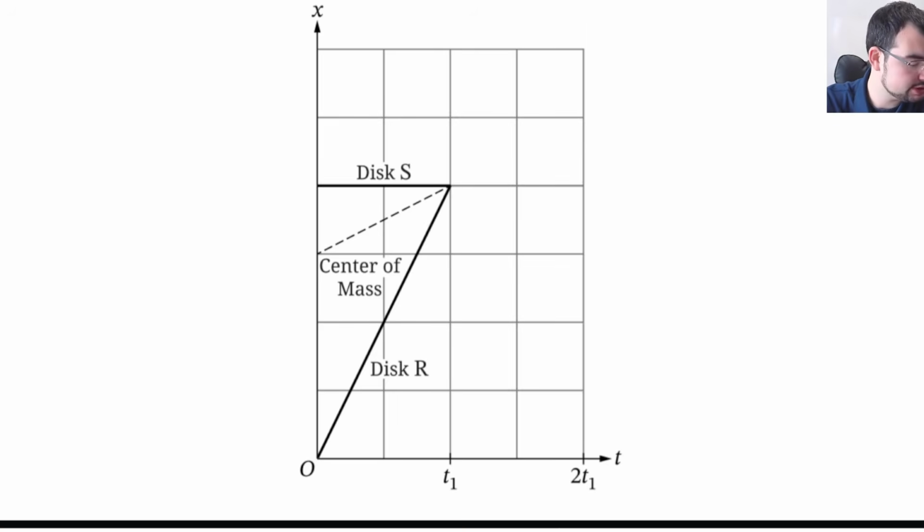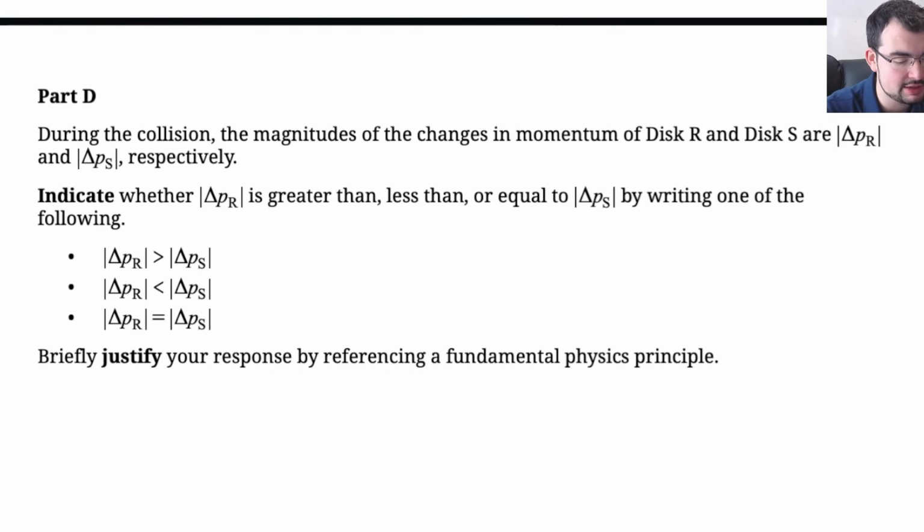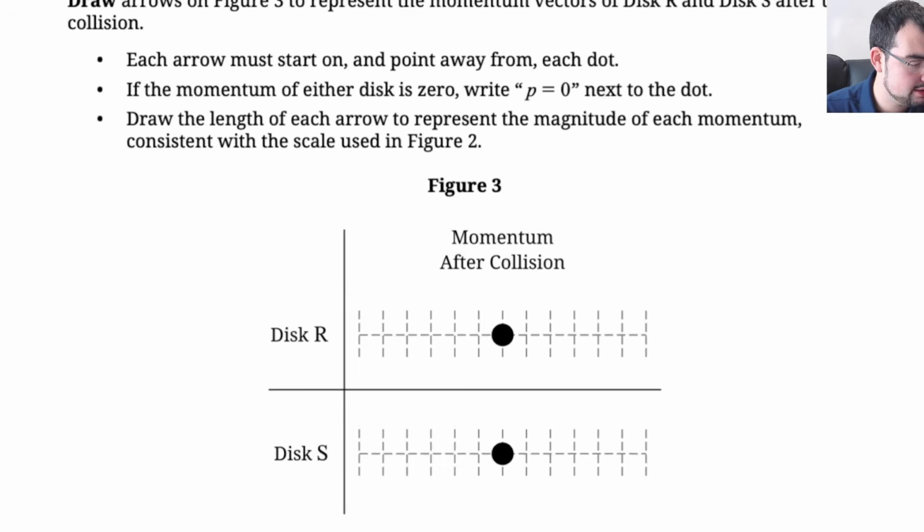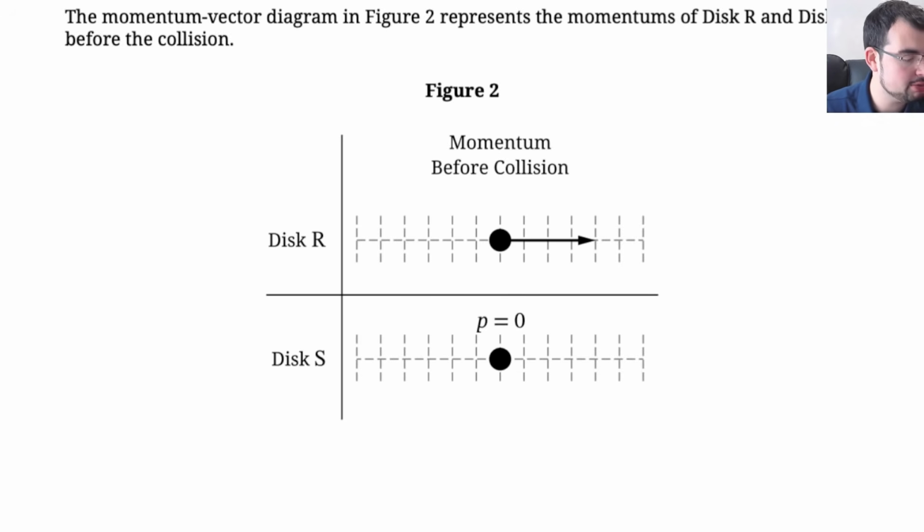Part C has us graph the position versus time of each of the disks and their shared center of mass. So it's kind of an interesting choice. And then part D asks us to compare impulses, but part D should always come last. A, B, and C are the sort of storylines in parallel thing. All right, so what do we know about momentum?